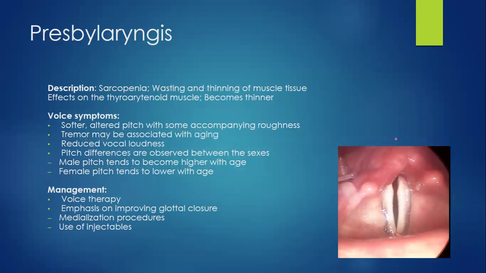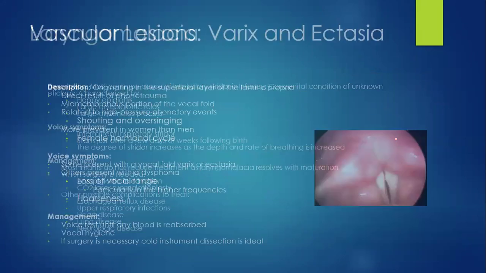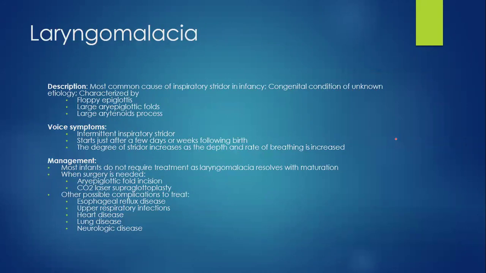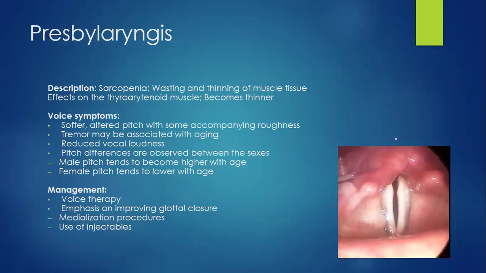Then there's presbylarynx. So presbylarynx happens as a result of sarcopenia, and sarcopenia just means a wasting away or thinning of muscle tissue, which happens as a person gets older. So as a person gets older, their muscles waste away and thin, and that could impact their voice. And so you're looking at these vocal folds here, which are bowed because of sarcopenia.